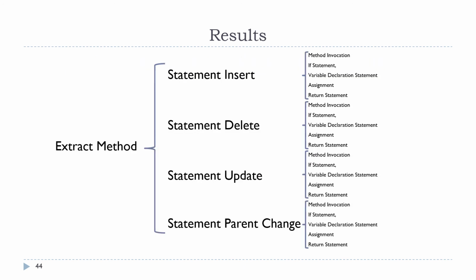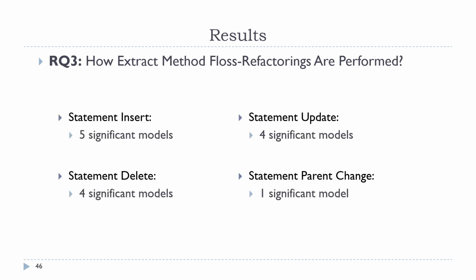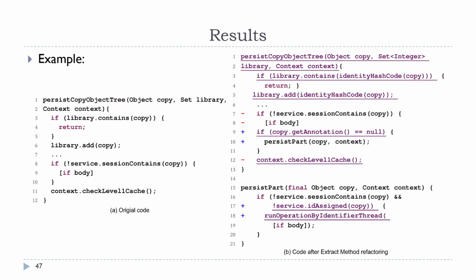To answer this research question, we built regression models relating the extract method with each entity type for each extra edit, resulting in 20 models. From these, 14 models achieved statistical significance. All 5 for statement set, 4 for statement delete and statement update, and only 1 for statement parent change.